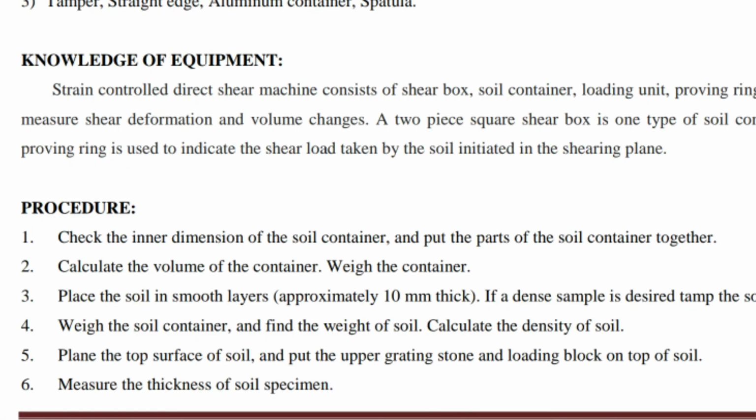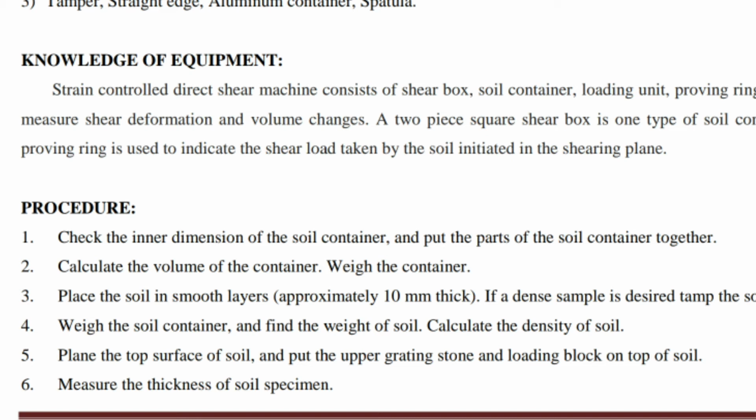Now the procedure we need to follow: first, check the inner dimension of the soil container and put the parts of the soil container together. Then calculate the volume of the container and weigh the container in the weighing machine. Then place the soil in smooth layers, approximately 10 mm thick. If a dense sample is desired, then tamp the soil. Then weigh the soil container with the soil and find the weight of the soil. Calculate the density of soil. So first we calculated the container weight, then with the soil we calculated the container weight again.